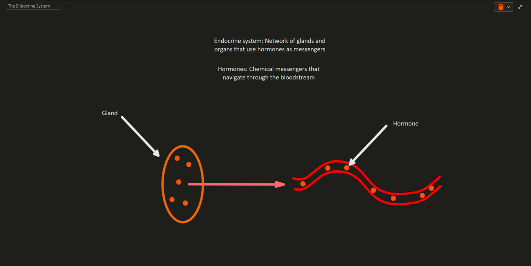The endocrine system is a network of glands and organs that use hormones as messengers. These hormones are chemical messengers that travel through the bloodstream.